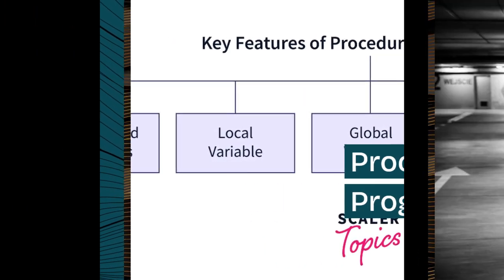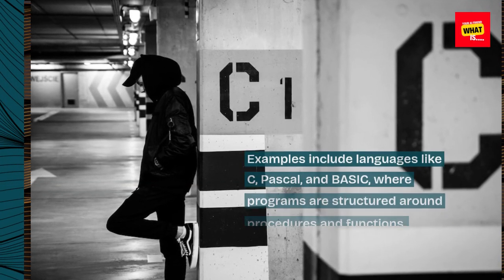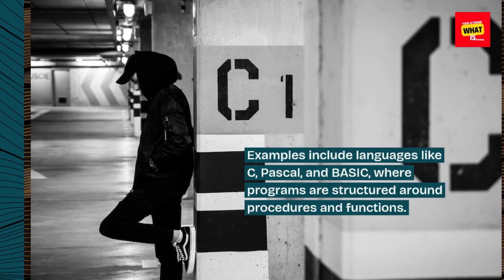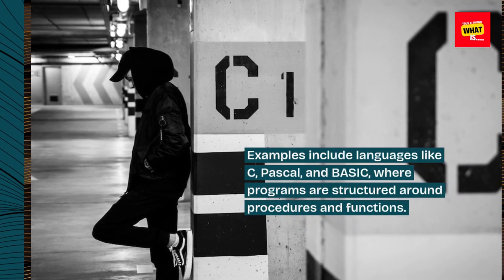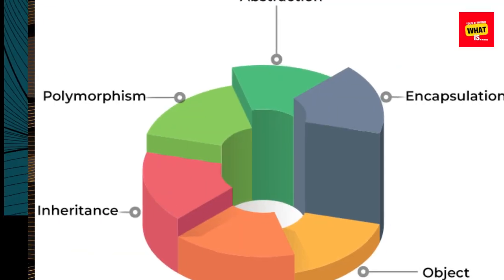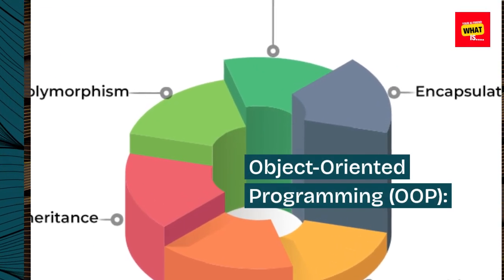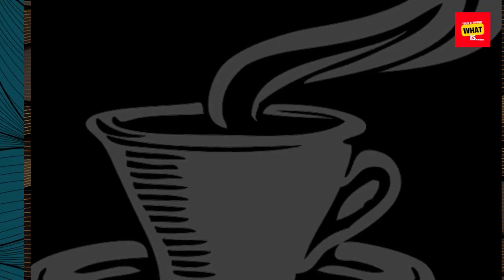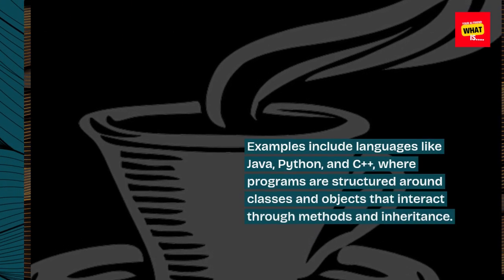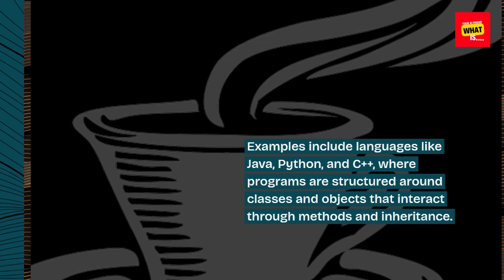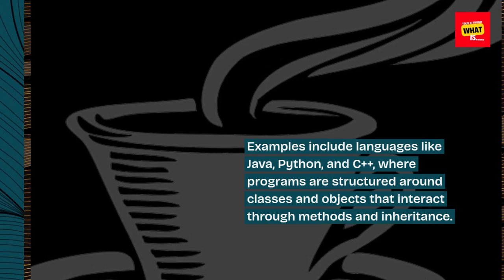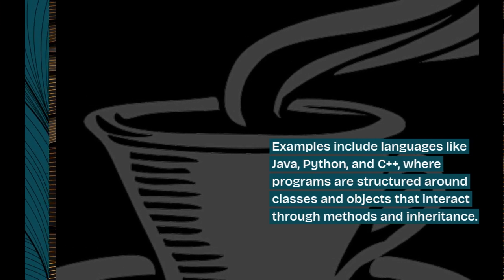Procedural programming. Examples include languages like C, Pascal, and BASIC, where programs are structured around procedures and functions. Object-oriented programming, OOP. Examples include languages like Java, Python, and C++, where programs are structured around classes and objects that interact through methods and inheritance.